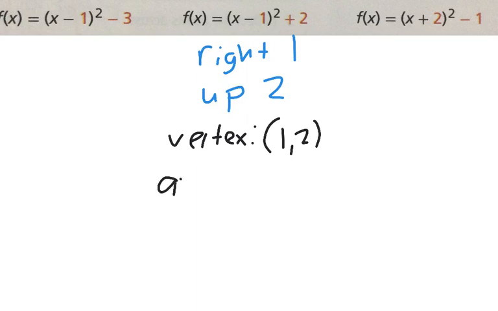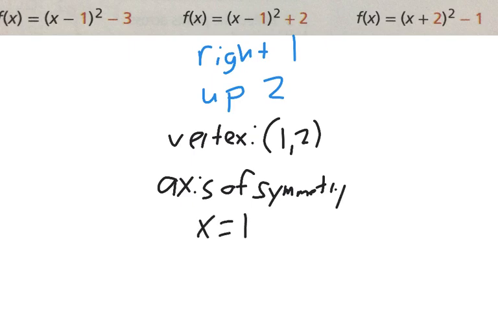And where's the axis of symmetry? x equals 1. It is going to be the vertical line x equals 1.